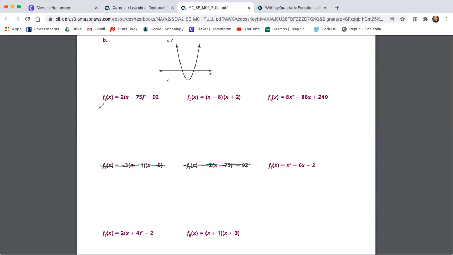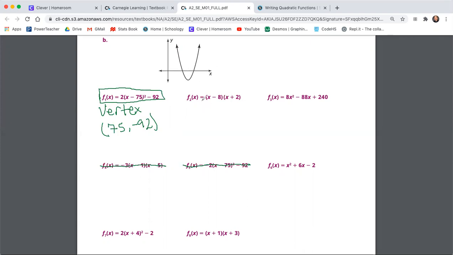This one is in vertex form. You can tell by the square around the parenthesis, and the vertex for this one is at 75, negative 92. So hey, that appears to be possible. I can go over 75 and down to 92. Again, we don't know what the scale is, so we can't say for certain, but it has the right idea. It has the vertex in the right quadrant, at least.